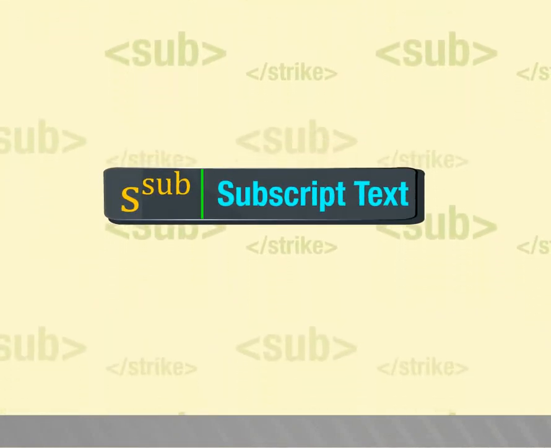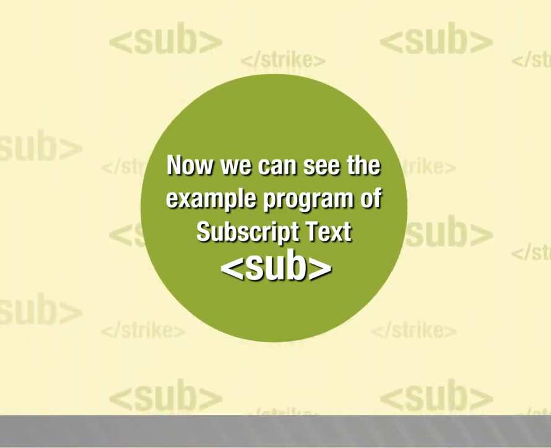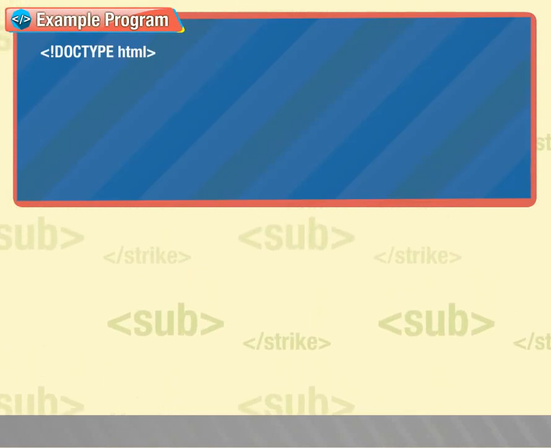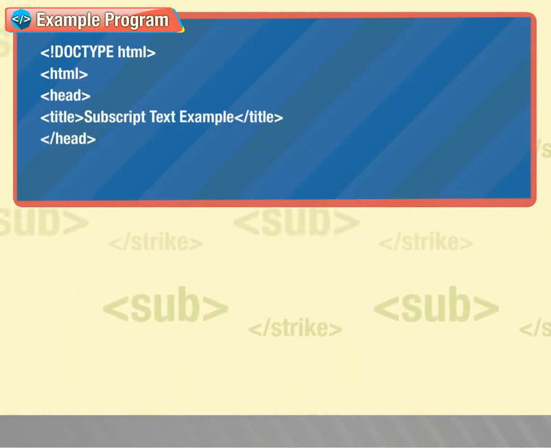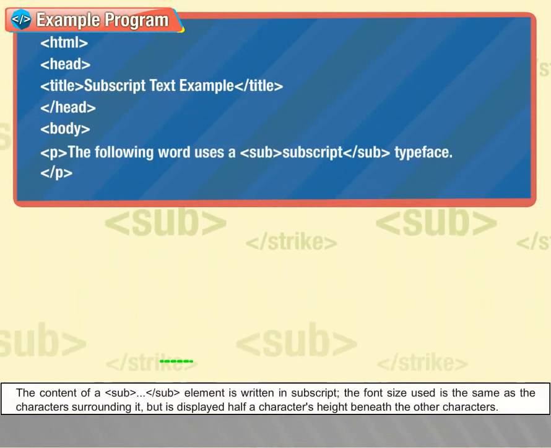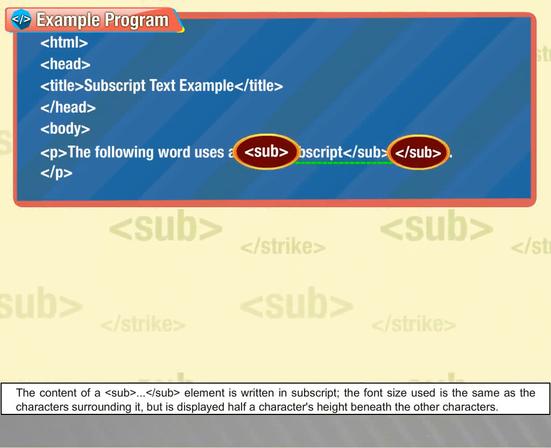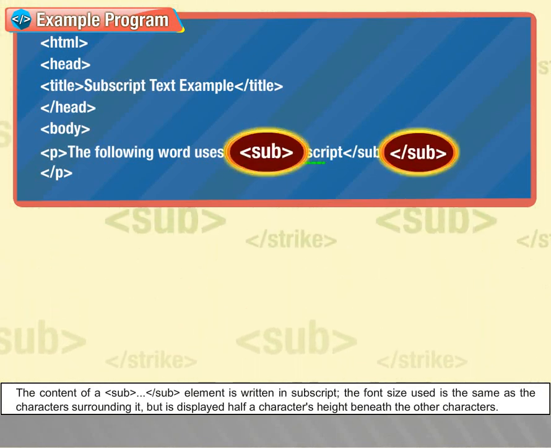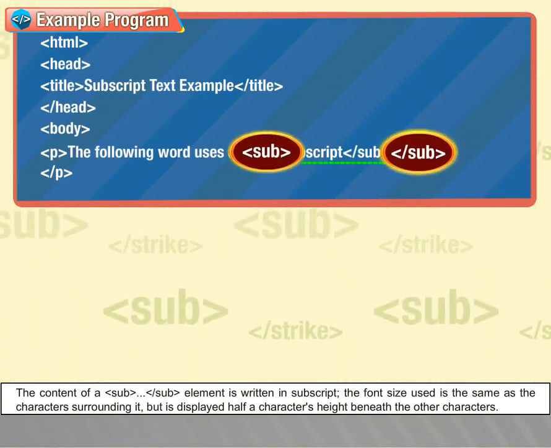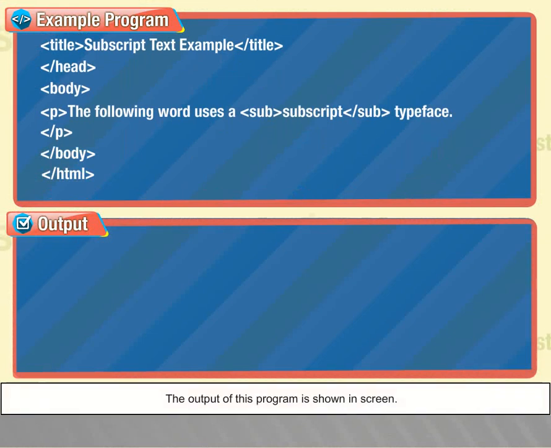Subscript text. Now we can see the example program of subscript text. The content of a SUB element is written in subscript. The font size used is the same as the characters surrounding it, but is displayed half a character's height beneath the other characters. The output of this program is shown on screen.